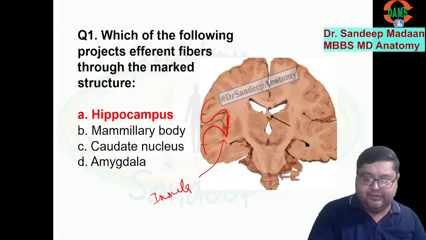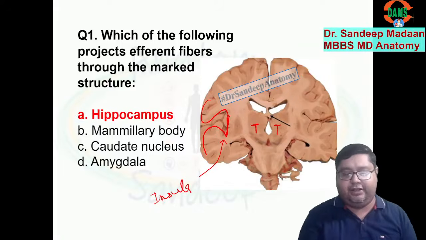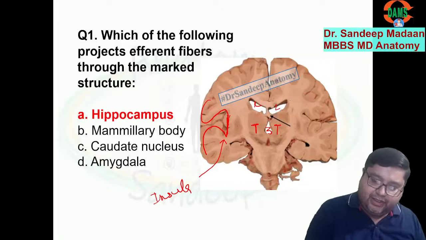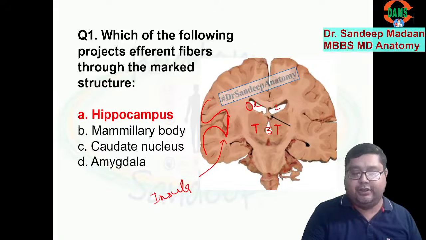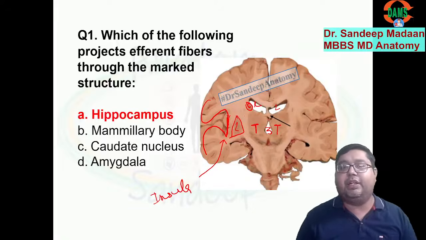And what is this? Where I am writing T is the thalamus. T for thalamus and T for third ventricle. Between the thalamus, we have the third ventricle. These two are the lateral ventricle. And can you tell me, beta, what is this black dot over here? This black dot is the caudate nucleus. And this lens-like structure is the lentiform nucleus.